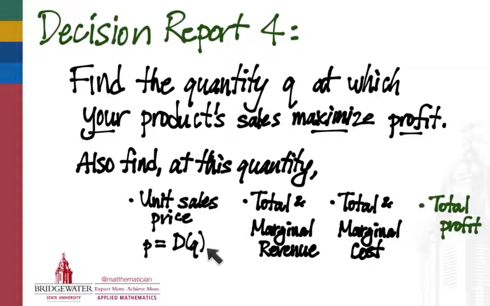So what is the unit sales price going to be? How much total revenue do you expect to make in the market? How much total cost is it going to take to produce this quantity of product? Also report out on the marginals of those. What's the marginal revenue and the marginal cost at that quantity? And then, of course, the thing that every executive is going to want to know, what's the bottom line? If we're actually maximizing profit, how much profit do we end up making? So that's the full picture of everything at the end of Decision Report 4 that you need to have come out with.